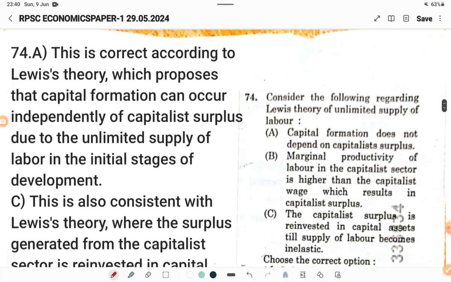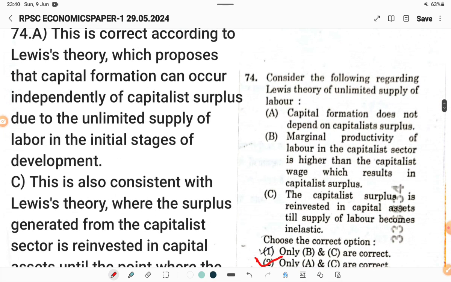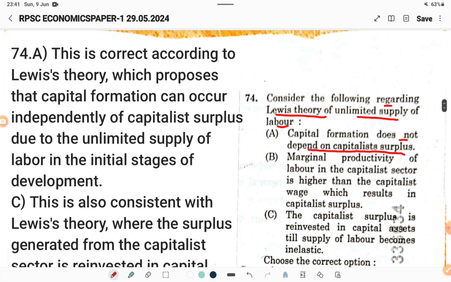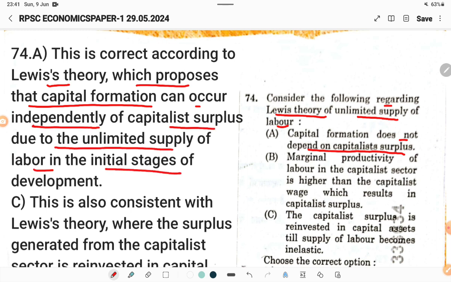Now the next question, 74th. Consider the following regarding Lewis theory of unlimited supply of labor. First statement: capital formation does not depend on capitalist surplus. Is this the right statement? No, because this is incorrect. According to Lewis theory, capital formation can occur independently of capitalist surplus due to the unlimited supply of labor in the initial stages of development.